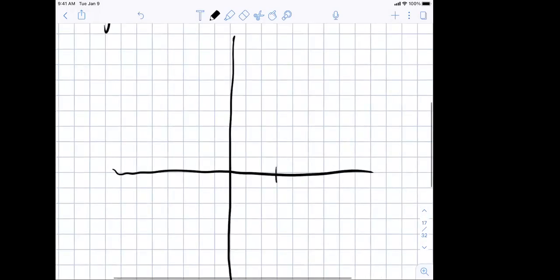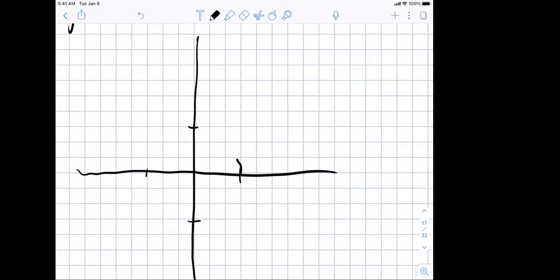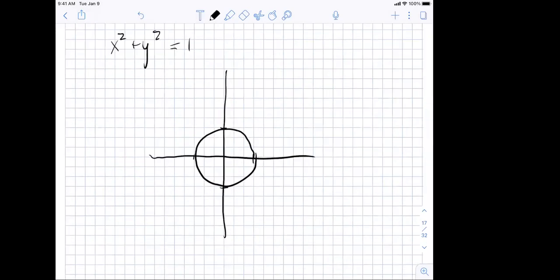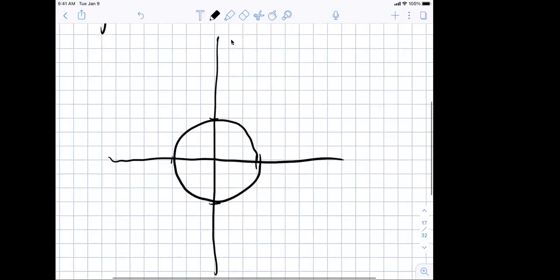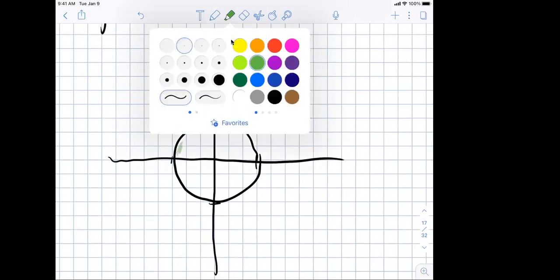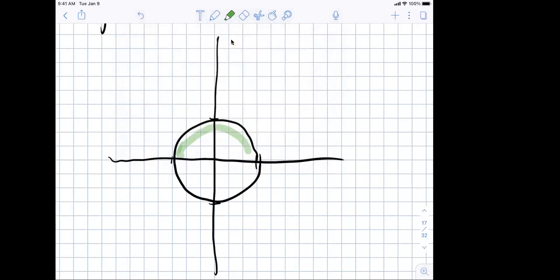So a circle of radius 1. These are all 1, 1, 2, 3. Okay, and which part of this circle am I actually looking at? I'm looking at y equals the positive square root of 1 minus x squared. Yeah, I'm looking at the top half because I'm looking at the positive square root, right? So really, I want to know what is this area here?